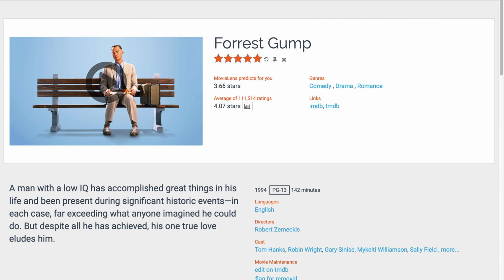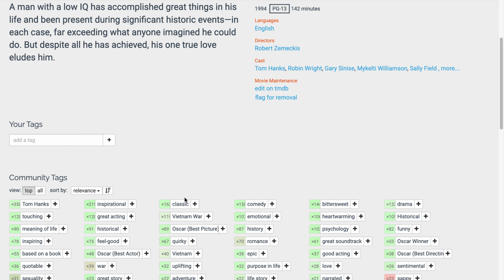I would like to start with this website. It is called MovieLens, and it provides recommendations of movies to users based on movies these users rated in the past. For example, this movie is called Forrest Gump, and I like this movie, I gave it 5 stars out of 5. What this website also allows to do is that it allows to attach tags to movies.